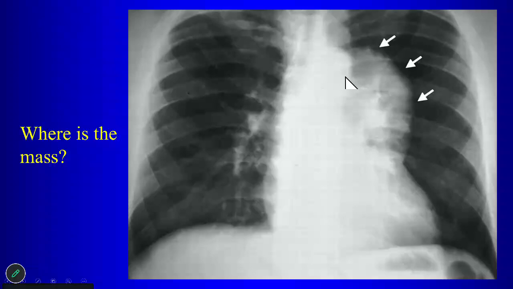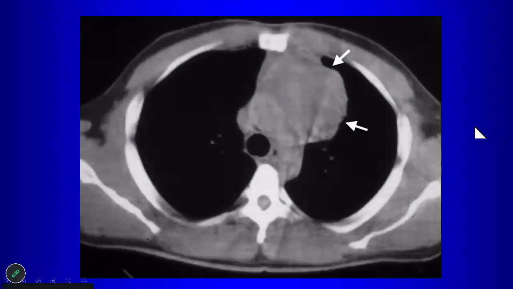But what's the best sign here that the mass is anterior? Well, what is obscured by the mass? The heart border. The left heart border here is obscured by the mass. So that tells you that the mass is anterior, obscuring the left heart border. So this then is an anterior mediastinal mass. What's on your differential?